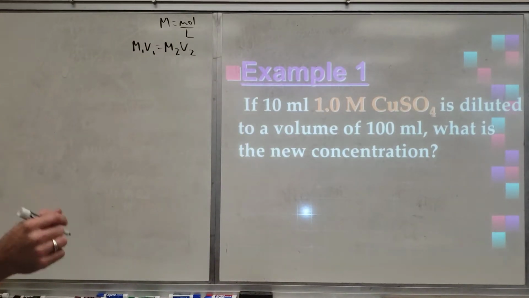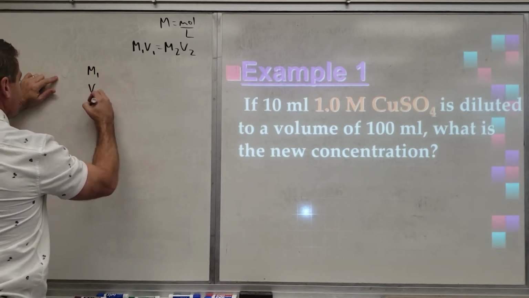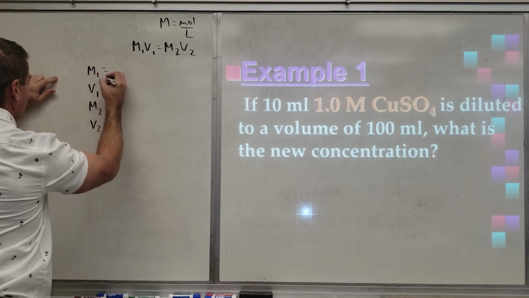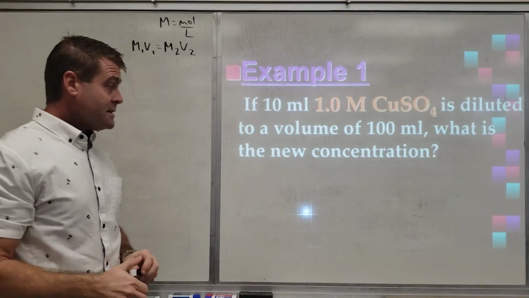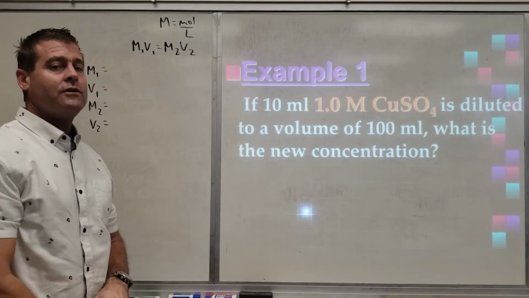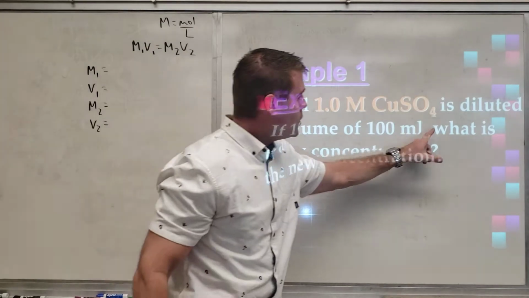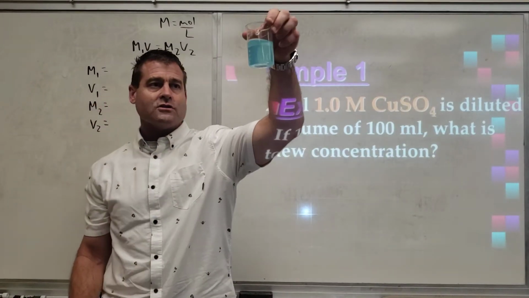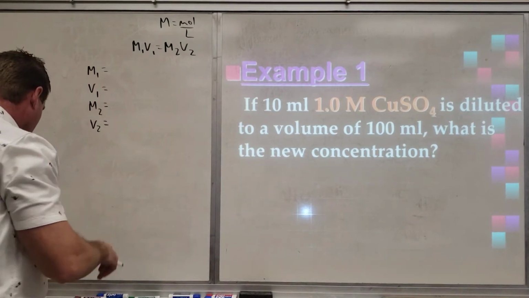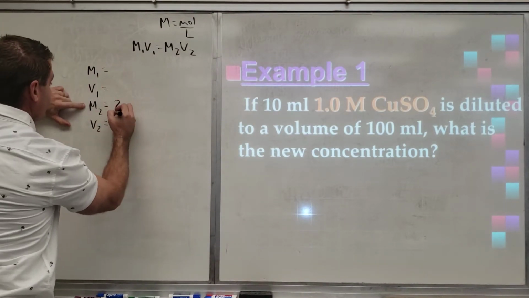What I highly recommend people do when you're doing this is list what you know. So take the time to list all of these down, M1, V1, M2, V2, okay? I would start with your question mark. What are we trying to find? It says, what is the new concentration? What do we want to know? We want to know the concentration after dilution. So which one is that? What's a concentration unit? Molarity, but I want the new one after dilution. That's where my question mark goes.